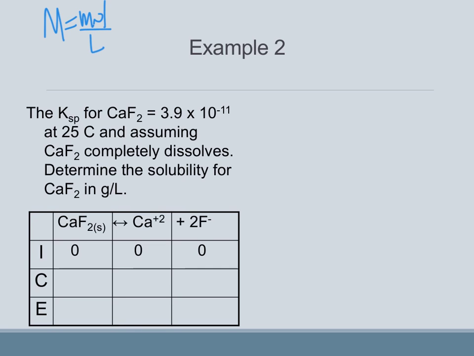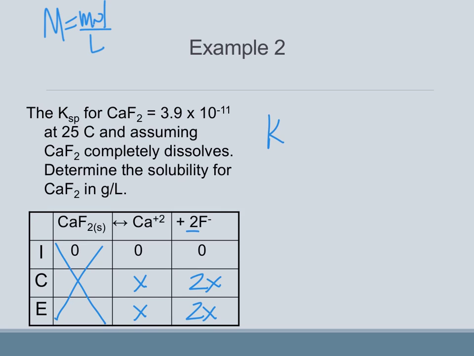We are starting the problem like we've been doing all along. We are not worried about this solid because it will not appear in our K expression. We have 0 initial calcium and fluorine, and we're going to change by a factor of x, except that over here, because we have a 2, we have 2x. Be aware that you're going to have some crazy coefficients that are going to affect your initial and your equilibrium concentration values. So you're going to see exponents beyond just the x squared that we've experienced a good deal of time in the previous equilibriums.